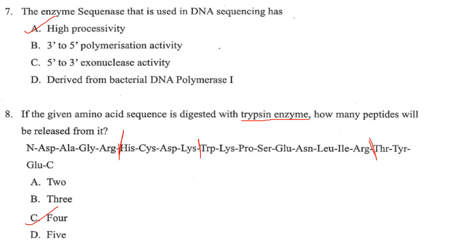Then, if the given amino acid sequence is digested with trypsin enzyme, how many peptides will be released from it? So, trypsin cleaves on the C terminal of lysine and arginine residues. Here you will get one cleavage over here, then lysine again here, but lysine is followed by proline, so it will not cleave there. Instead, it will cleave the arginine over here. So how many peptides will you get? 1, 2, 3, 4. So the answer here is option C, that is 4 peptides.